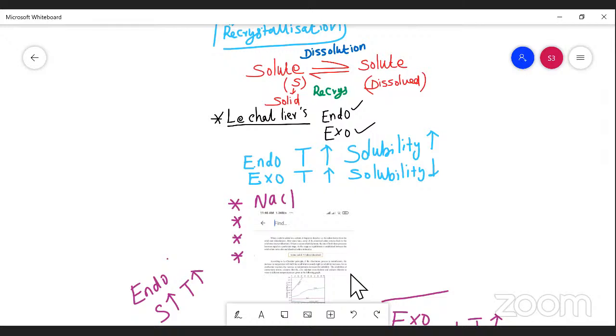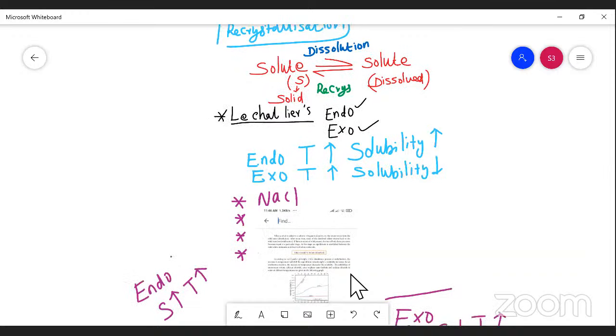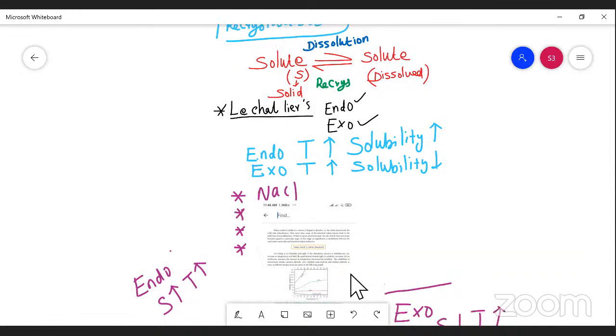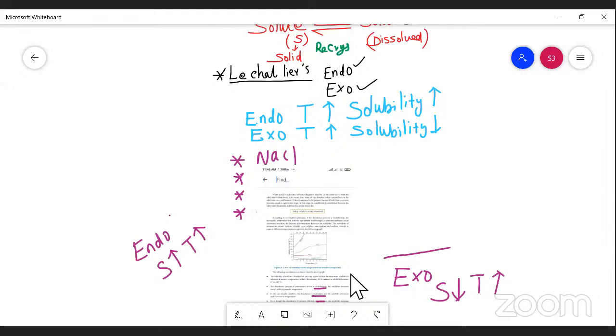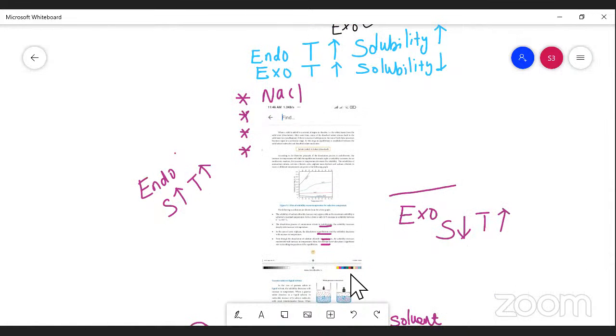Le Chatelier's principle says that the equilibrium shifts to oppose the change. Here the change is an increase in temperature. In an endothermic process, solubility increases, whereas in an exothermic process, solubility decreases. Then we have seen the graph analysis with different solvents, which we have already discussed.